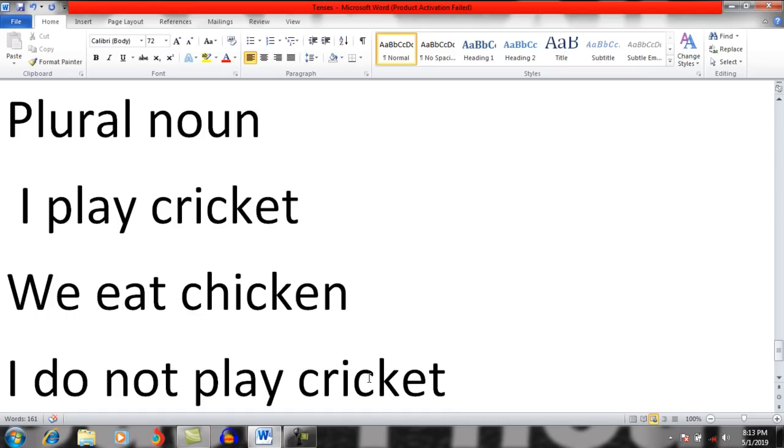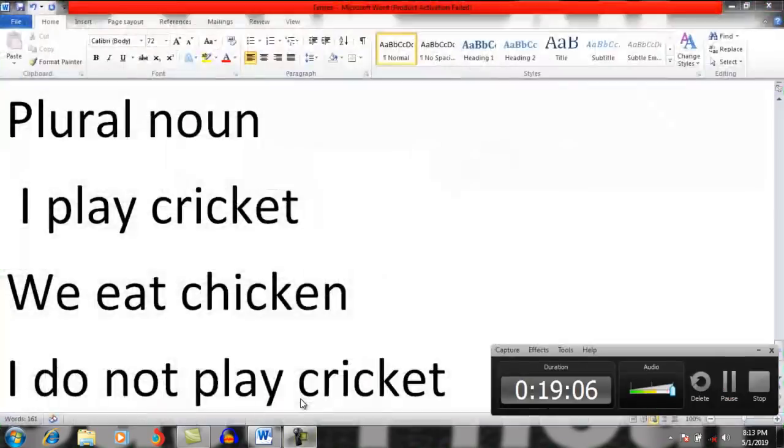So there will be no change in the main verb whenever you are using the form do not. We will not add or remove anything from the main verb. I do not play cricket. Do you play cricket? What do you play? I play cricket. So whenever we are talking about the first person and second person, we will not add s or es. So this is the first part, present simple.